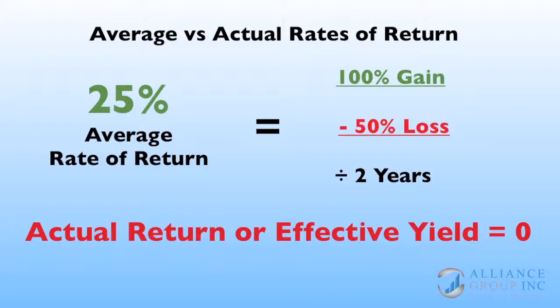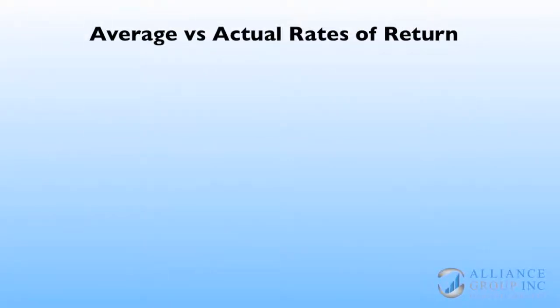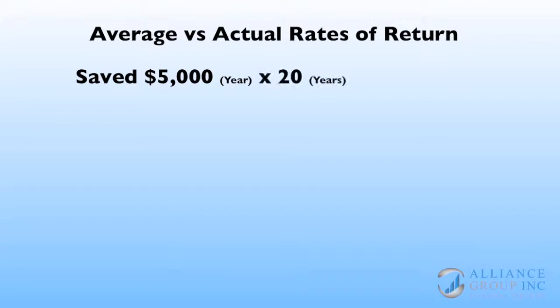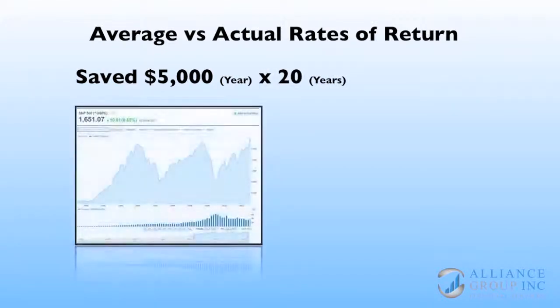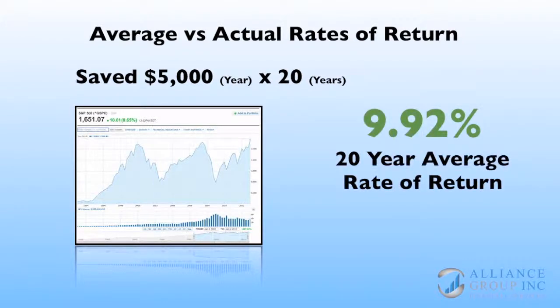But most people don't start out with a large lump sum of money in their retirement plan. So let's look at someone who started saving for their retirement 20 years ago. Let's assume they put $5,000 a year into their account at the beginning of each year and continued doing that for a total of 20 years. Looking back over the last 20 years from 1993 through the end of 2012, the S&P 500 stock index has averaged an incredible 9.92% average rate of return.